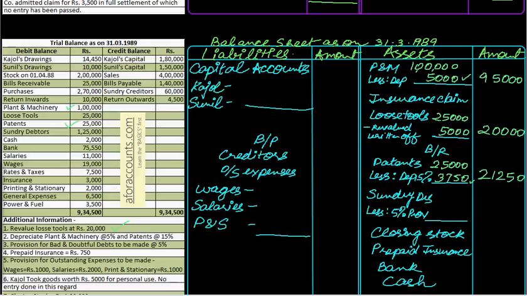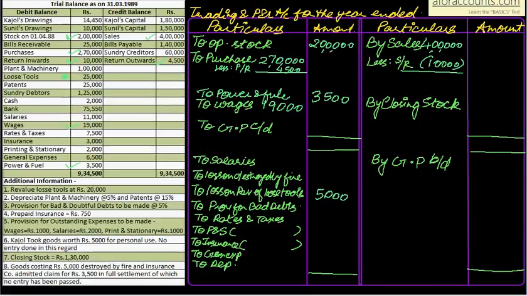So let's do this. To depreciation, how much? 5,000 plus 3,750, 8,750. Here depreciation 8,750. So we are done with the loose tools. The patents are also done and plant and machinery is also done. So your first point on revaluation and plant and machinery, the second point depreciation, done.